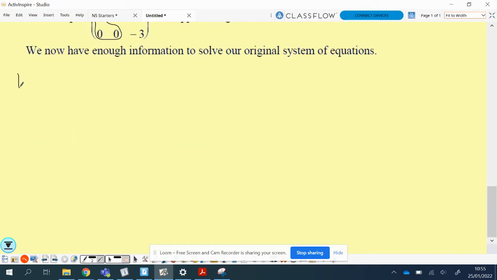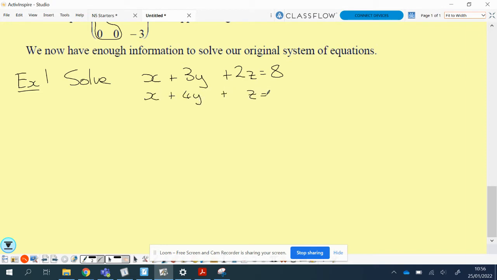Okay, so example 1, we're going to solve using Gaussian elimination. x plus 3y plus 2z equals 8. And we're going to have x plus 4y plus z equals 13. And we've got 2x plus 9y minus 3z equals 35. Okay, so that's what we've got as our equations.